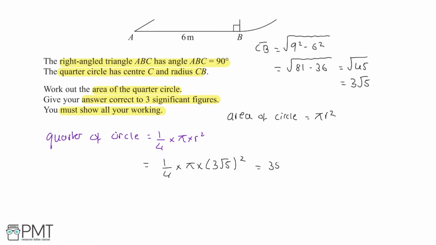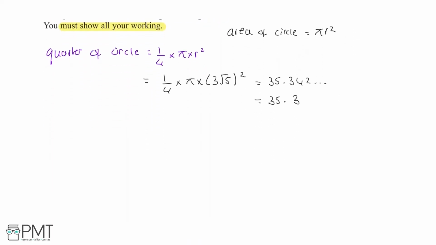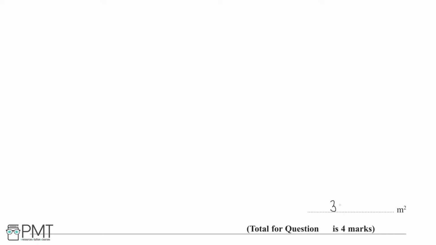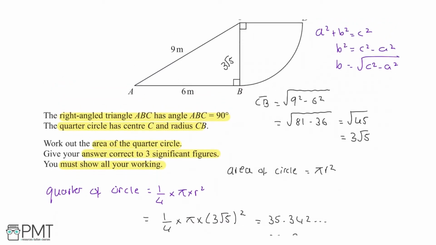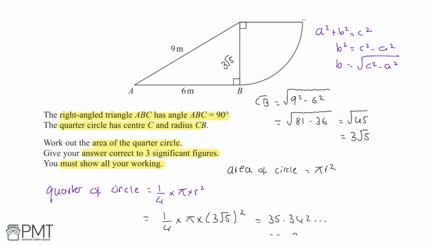35.3429, etc. So 35.342 and so on. And we were asked for 3 significant figures, so we need to round this to 3 significant figures, which is 35.3. And we can write this in our answer space, which is all the way down here, as 35.3 meters squared. Shows how little space it took to do such a complicated looking question.